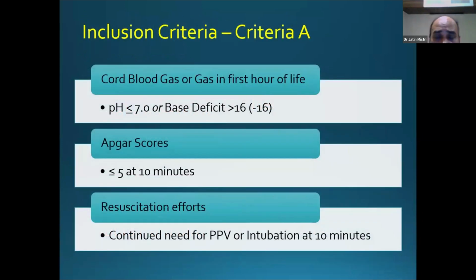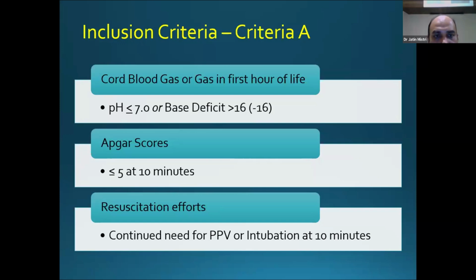So how do we define that the baby has had hypoxia, ischemia? There are a number of criteria that different studies use. This was taken from the TOBY trial, which was a very popular trial in European countries and the UK. According to that, there is criteria A. Criteria A means this baby has had an event which led to a hypoxic event. So how do you know this baby had hypoxia? You need a cord blood gas, or a blood gas within the first hour of life. If your pH is below 7 and your base excess is more than minus 16, that suggests this baby had a hypoxic event.